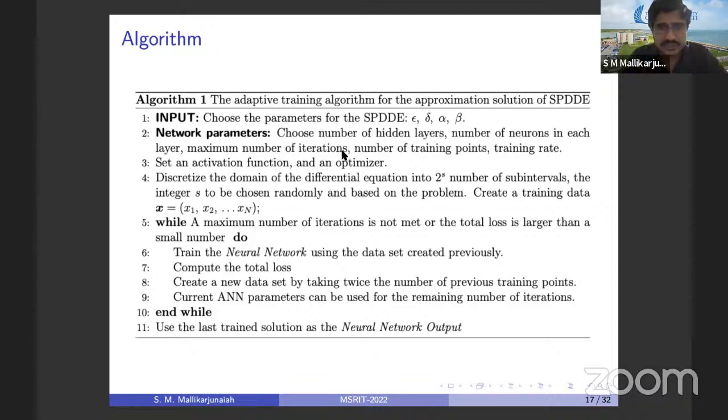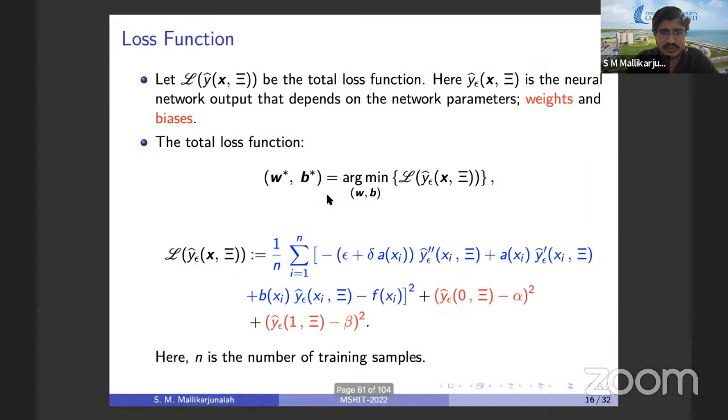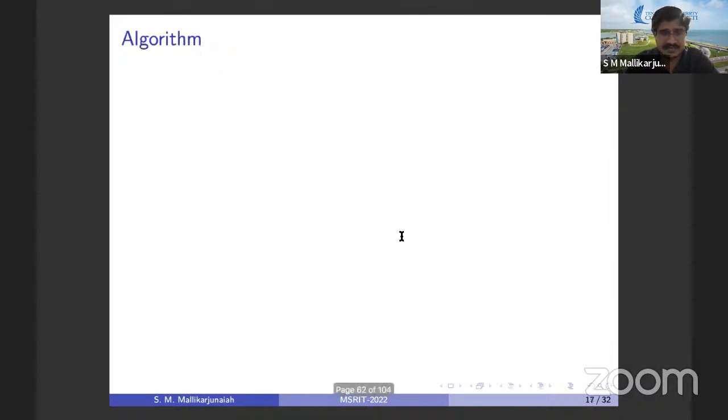Okay, but then we want to do what is known as deep learning. That's why we choose more than one layer. And also we choose the number of neurons in each layer. You can take it like 8, 16, 24, etc. And you also choose the maximum number of iterations. Iterations means what? The iterations you are spending on the minimization here. Okay, you can say that I don't want to go above like 10,000 iterations.